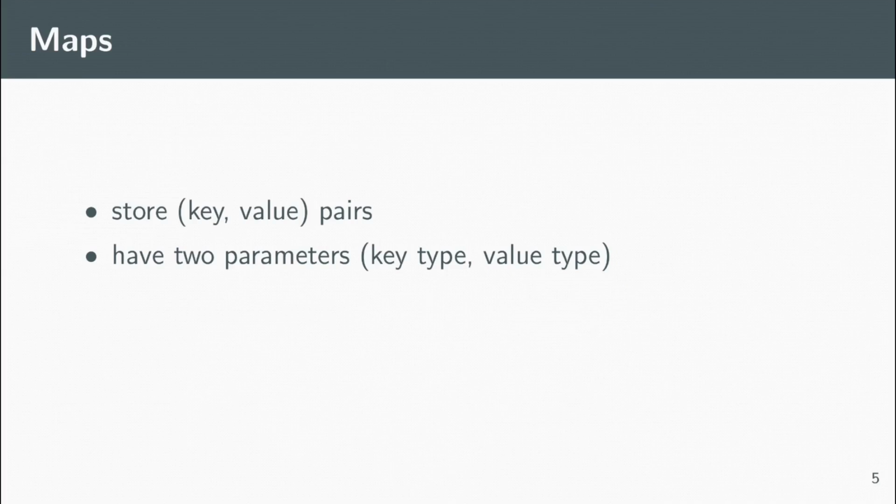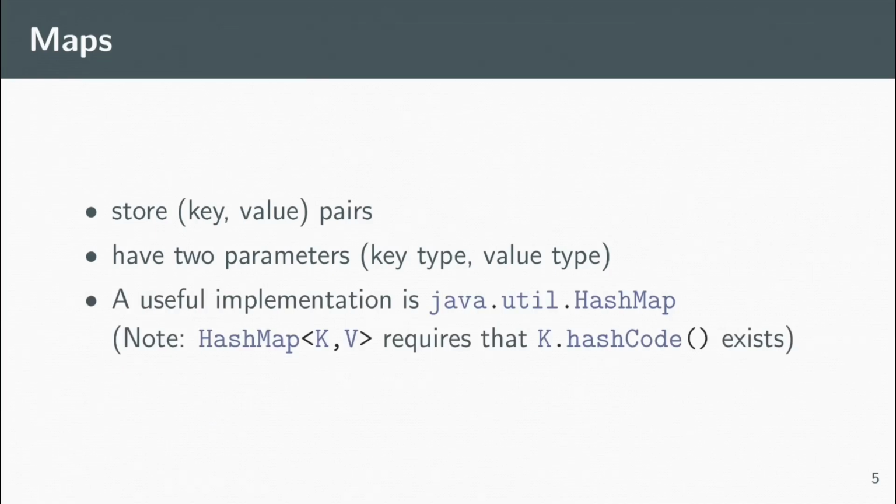One very useful data structure are maps, which are collections that store key and value pairs. So they have two parameters, the type of the key and the type of the value that you would want to store. And again, maps for a given key and value type are an interface, and one very useful implementation of that interface is called HashMap.